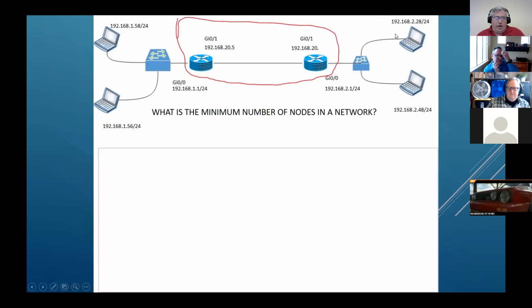So in order to make that happen, we have to get these routers to talk to each other, and they have to be on their own little separate network. So in this case, we've got 192.168.20.5. Now, what is the minimum number of nodes in a network we can do? Do we want to take a guess?